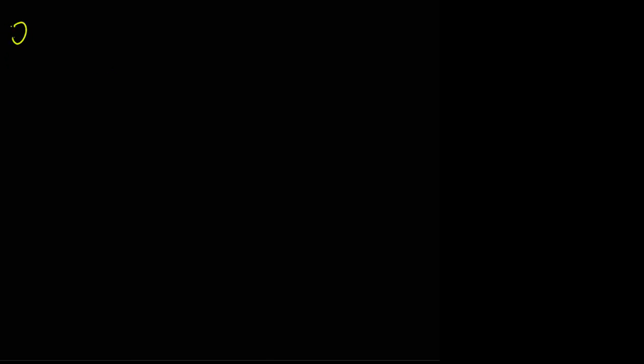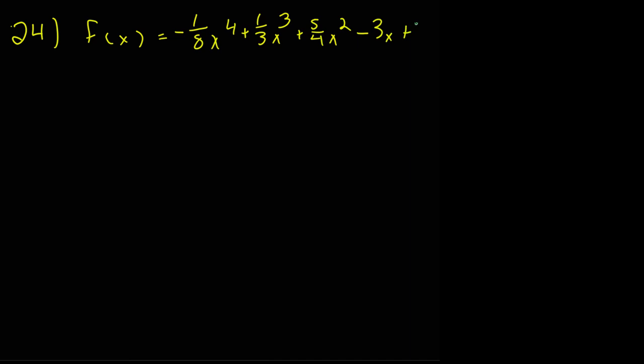And so 24, the function we're looking at is f of x is negative 1/8 x to the 4th plus 1/3 x cubed plus 5/4 x squared minus 3x plus 3. Notice this polynomial, we have each term of x really covered for a 4th degree polynomial. We have the x to the 4th, x to the 3rd, x squared, x to the 1st, and our x to the zeroth. So let me pull up Desmos.